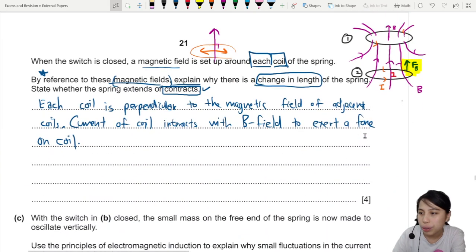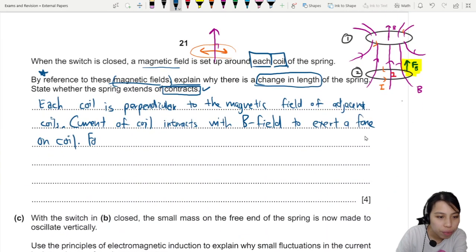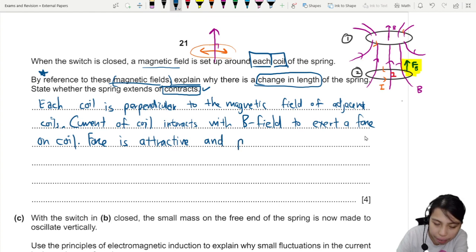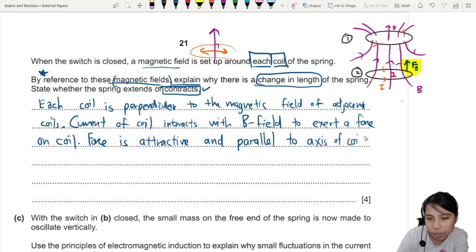So number 3, we are going to say that this force is attractive, number 1, and parallel to the axis or axis of coil. So they attract, number 1, and they're parallel.